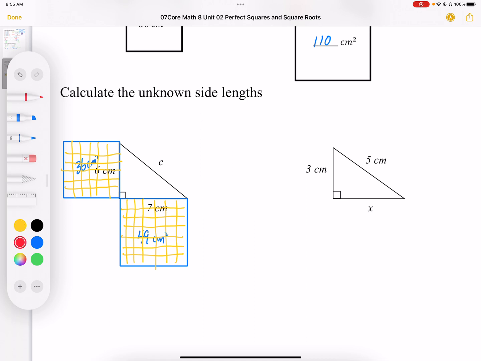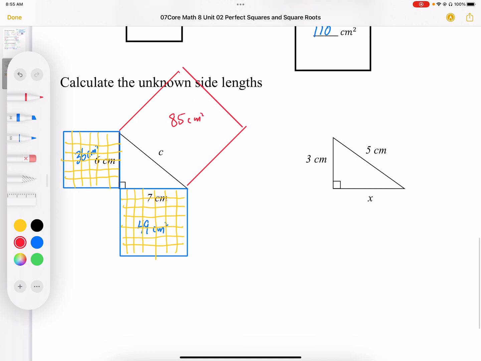And what we want is the square from this diagonal side. The square from this diagonal side will then allow us to find the side length of C. So when I add those together, I'm going to end up with 85 squares. Now to find the side length of C, we're going to square root. So C is equal to the square root of 85 centimeters squared. And again, I need my calculator for this. So punch that into your calculator.